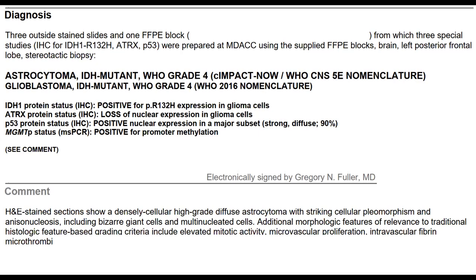Wait, shouldn't we just ignore it? Just bury it? Don't even put it there. It'll confuse people. Don't we ignore it? Don't we ignore any data that doesn't fit with our beautiful little preconceived hypothesis?